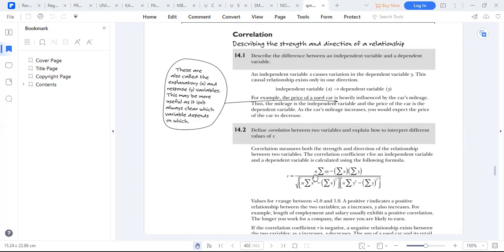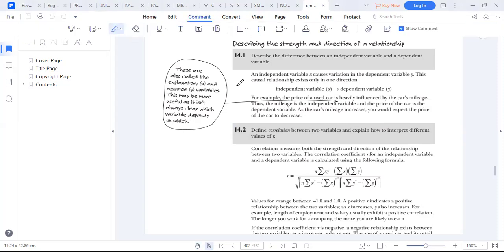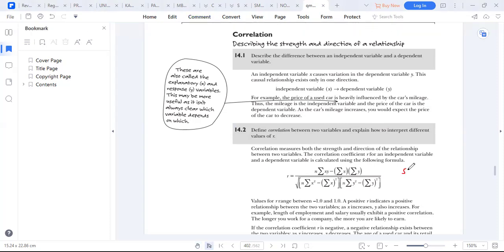So R is given by this formula, which we simplify as what? SSXY over square root of SSXX times SSYY. So this is a variation in X, and it's a variation in Y, and it's a variation in XY. So this is the formula that we were given. Are we together so far, Mr. Wheeler?